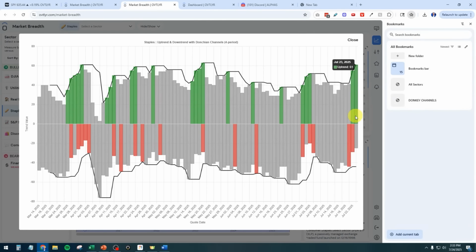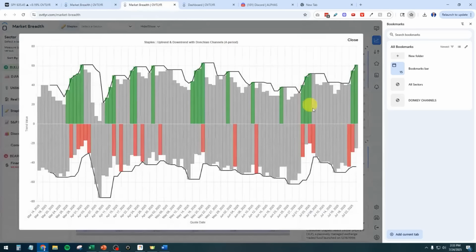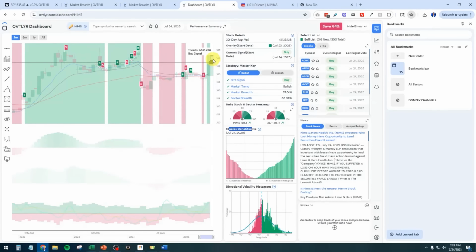So the staples sector has 1 on the scoreboard here. The market has 1 on the scoreboard. That gives us a combined value of 2. Or did I miss one? Oh, yesterday it had a 3. That's right. Yesterday it had a 3. The buy signal did not come yesterday. The buy signal came today.